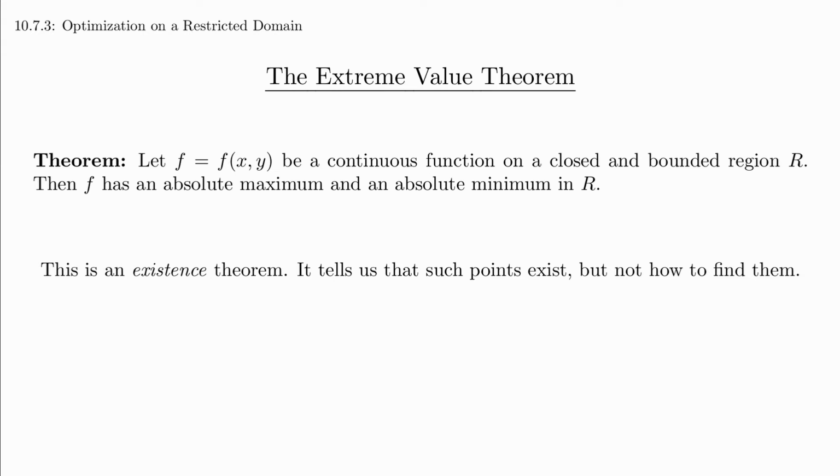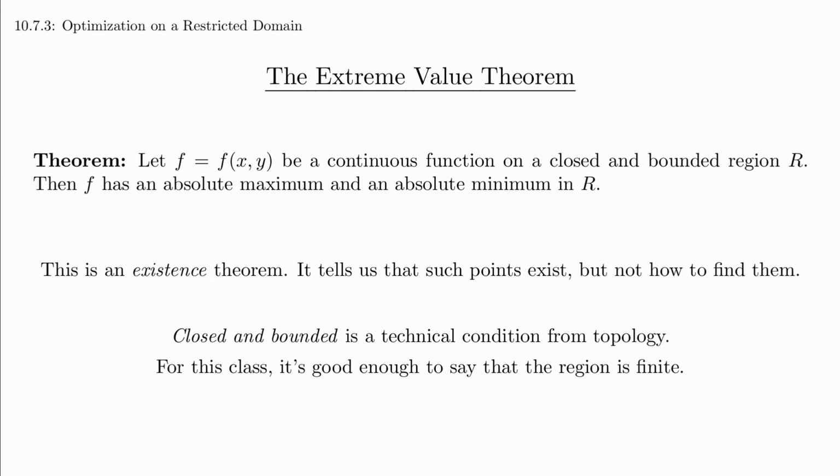But the theorem does not tell us how to find the absolute maximum or minimum, nor does it say that the points that attain these values are unique. All it says is that such points are guaranteed to exist. The words closed and bounded refer to certain properties of the domain. Closed means that the limit points of sequences in the domain are also in the domain, and bounded just means the domain doesn't extend infinitely. We're not going to dwell on the technical details of these terms, but you should do your best to remember them for when you take a course in topology.